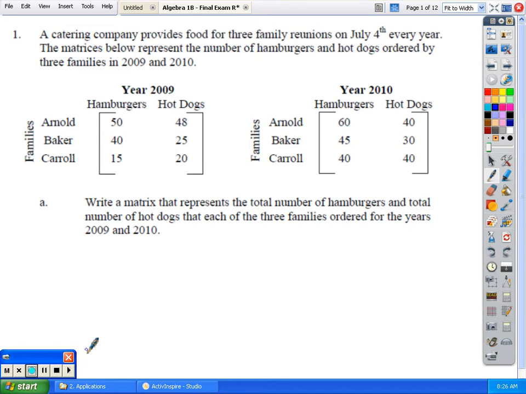Hello. I'm going to go through numbers 1 through 5 in this recording. Okay? If after you see the recording you still don't understand a question, you need to come ask me for help. Come see me at lunch or after school.